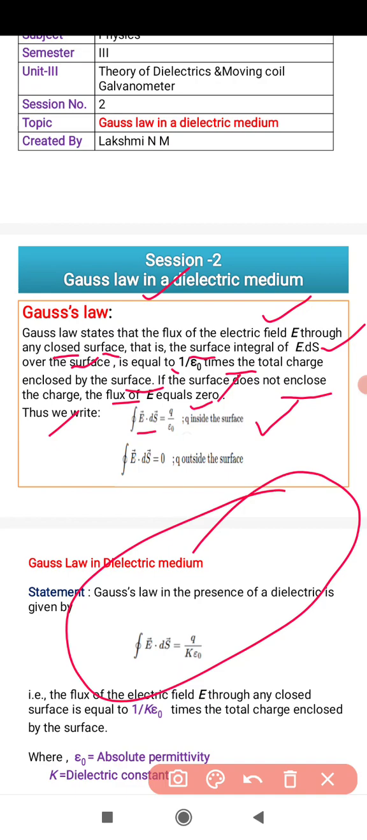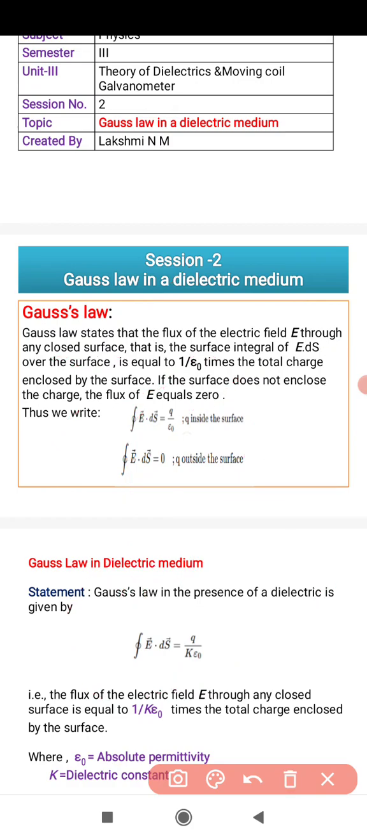Inside of the surface, the number of electric lines of force will be obtained. In case of outside of the surface, the integral of E dot ds is equal to 0. This is the statement of Gauss law.